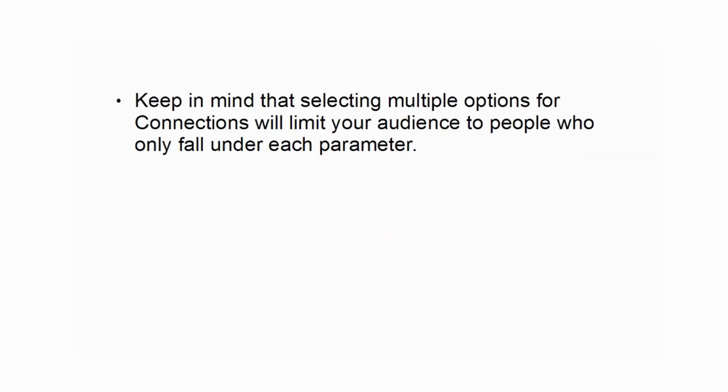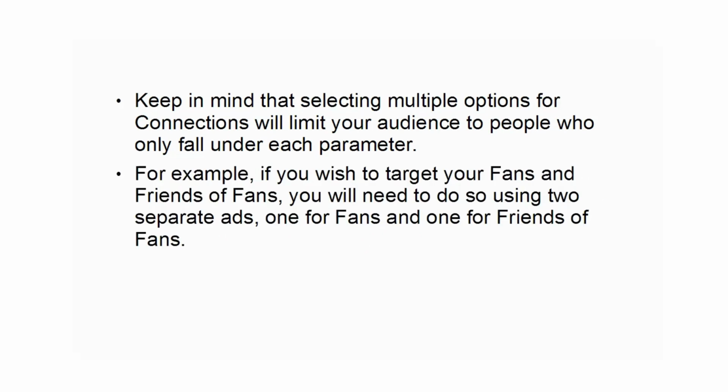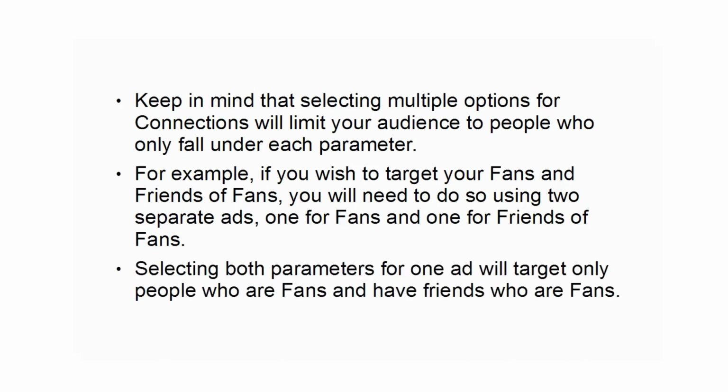Now, keep in mind that selecting multiple options for connections will limit your audience to people who only fall under each parameter. So, for example, if you wish to target your fans and friends of fans, you'll probably be better off using two separate ads, one for fans and one for friends of fans, because selecting both parameters for one ad will target only people who are fans and have friends who are fans. So it does sort of work its way through, so it can limit you. You can actually limit the amount of people that see your ad. This is the whole point. It is to sort of narrow down rather than broaden the advertising base.